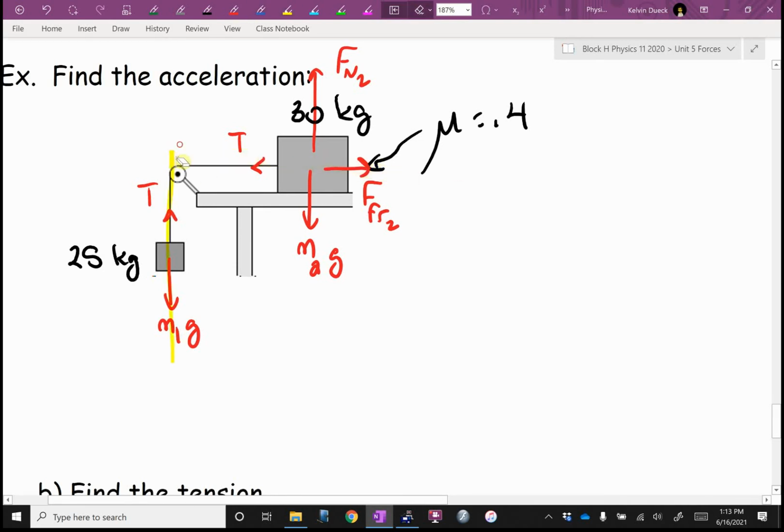What does that mean? It means M2G and F normal force aren't going to show up in my original equation. It might show up later, but my original equation is going to be winner. Yes, Jaden. Minus friction force number 2, and that equals M all A.